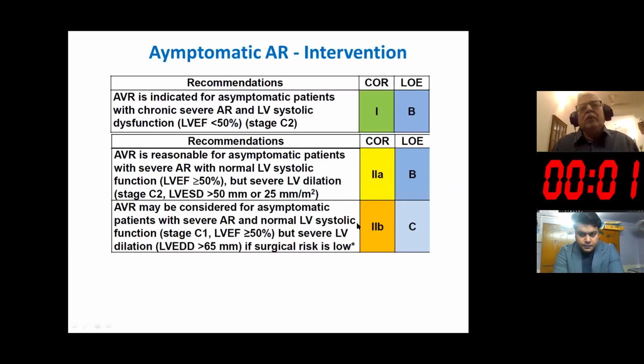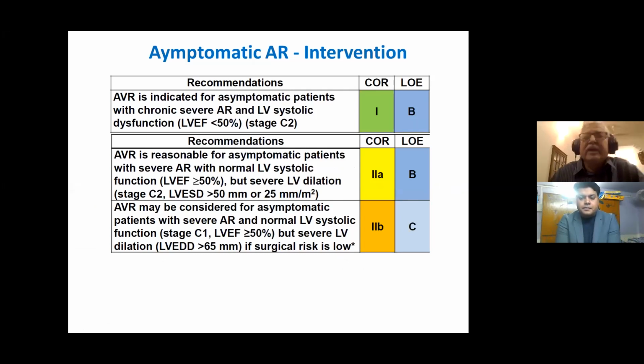So, what are the current recommendations? AVR is indicated for asymptomatic patients with chronic... I'll just take another minute or two, chairpersons. Kindly bear with me.